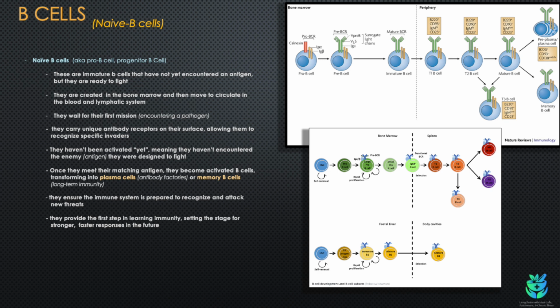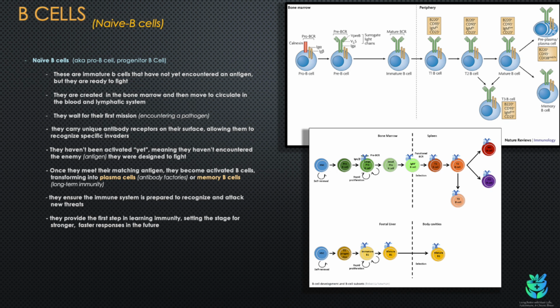These are immature B cells that have not yet encountered an antigen, but they are already ready to fight. They are created in the bone marrow and then move to circulate in the blood and lymphatic system. They wait for their first mission, encountering a pathogen. They carry unique antibody receptors on their surface, allowing them to recognize specific patterns. They haven't been activated yet, meaning they haven't encountered the enemy or the antigen that they were designed to fight.